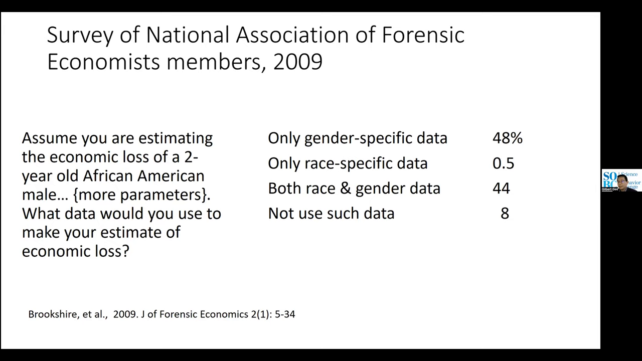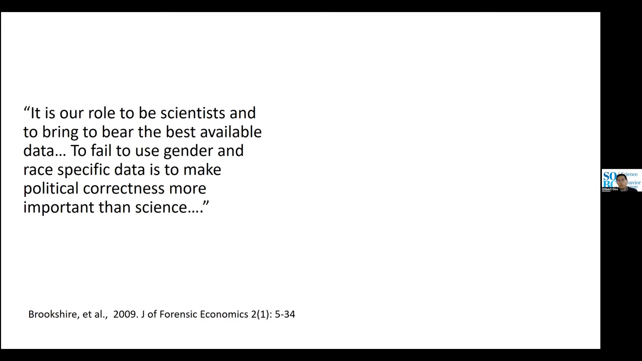There was a qualitative section to the same study. One of the economists wrote, "It's our role to be scientists and to bring to bear the best available data. To fail to use gender and race-specific data is to make political correctness more important than science." So their argument is that we should do these race and gender corrections. We should pay out Black girls less than white boys, because that's just what the data tell us to do.